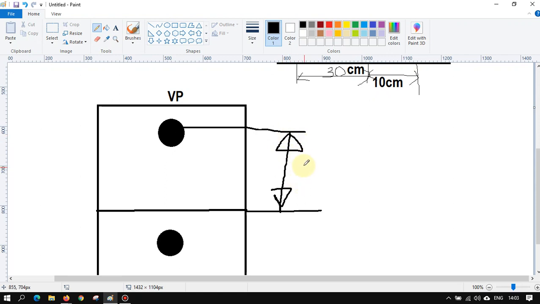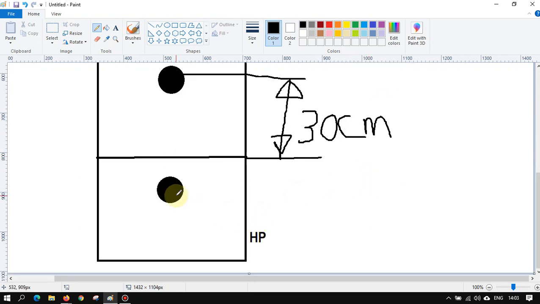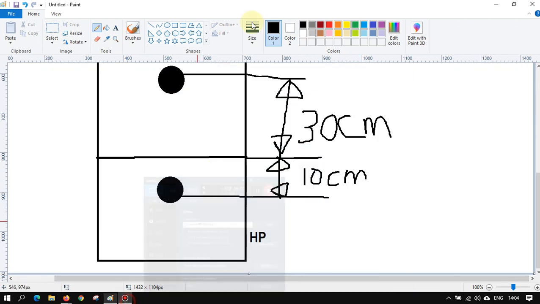In short, this will be your arrow. This will be 30 centimeter, and similarly over here you have to give 10 centimeter. Is that clear? Is that clear to you people? Yes, sir.